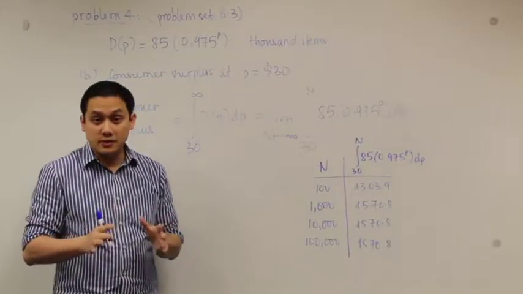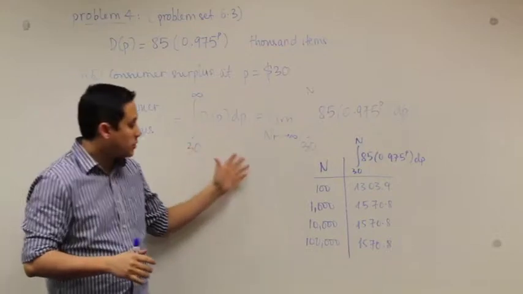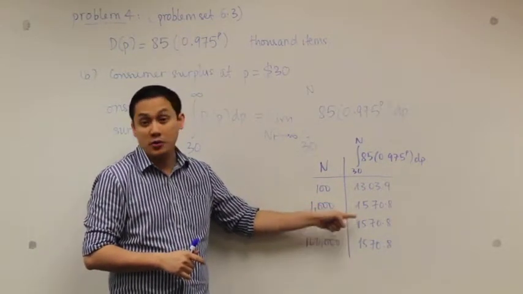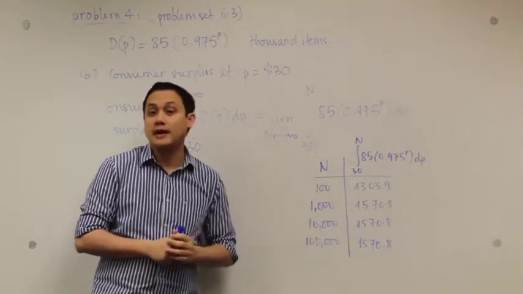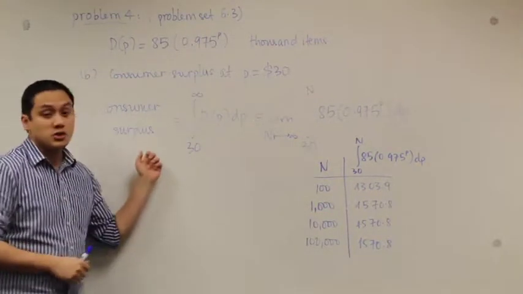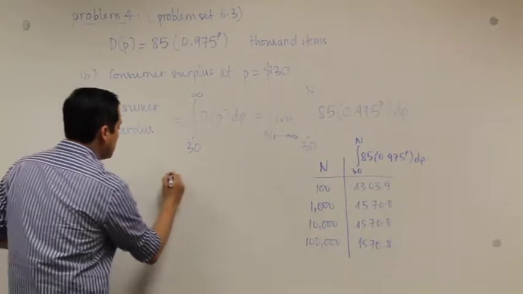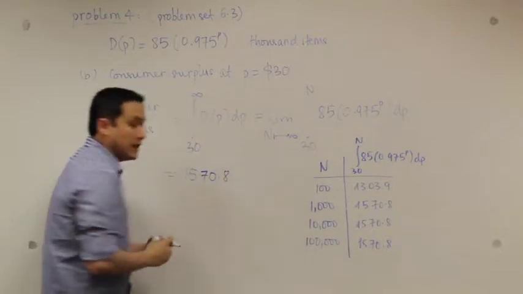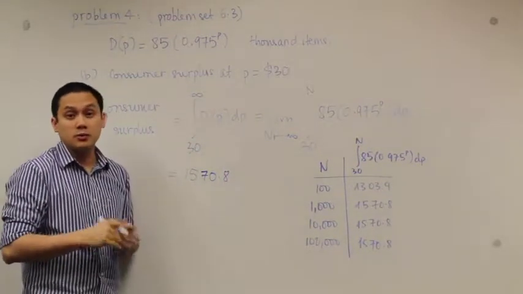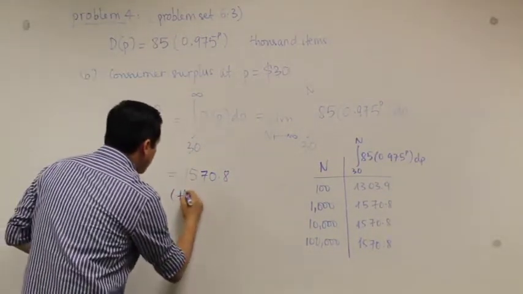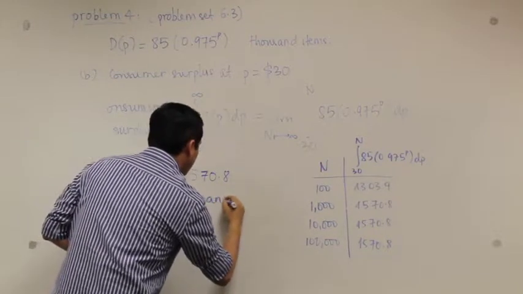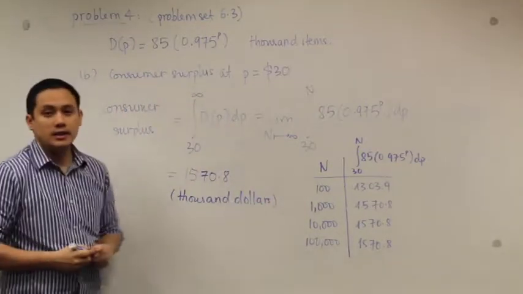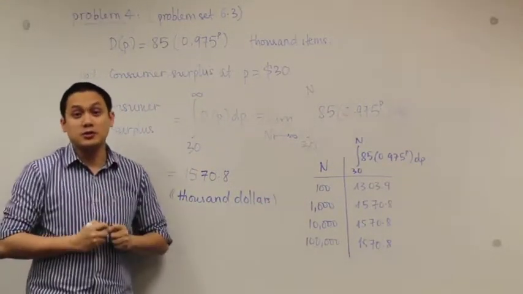So here's the result from evaluating the improper integral. As you can see, the value of 1570.8 occurred 3 times. That's why we stopped the evaluations. So the consumer surplus is equal to 1570.8. And as I mentioned, you have to be careful with the unit. In this case, the unit is $1,000. That's part B. Now let's move on to part C.